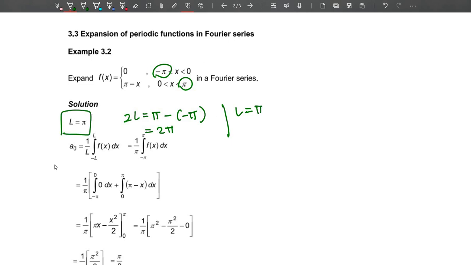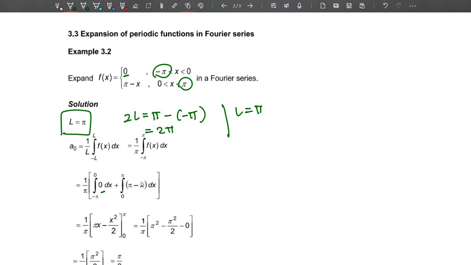Next we need to calculate a0. a0 is equal to 1 over L, so 1 over pi, integrate from negative L to L, which means from negative pi to pi, f(x) with respect to x. Since we have a piecewise function, we need to separate them. First, 1 over pi is just a constant, so we open a square bracket here. Integrate from negative pi to 0, the function is 0 here, that's why it is 0. And then from 0 to pi, it is pi minus x.